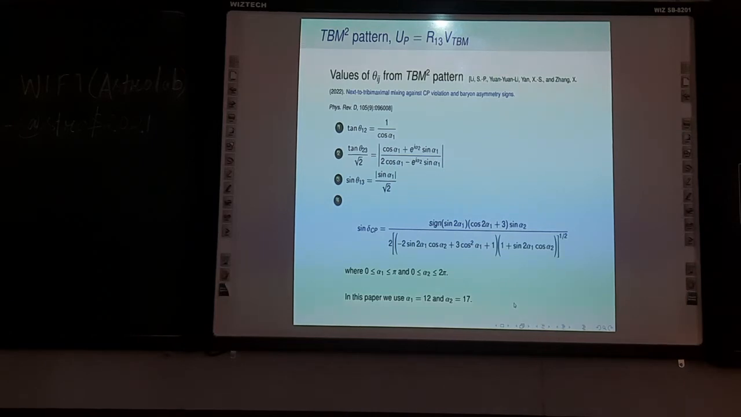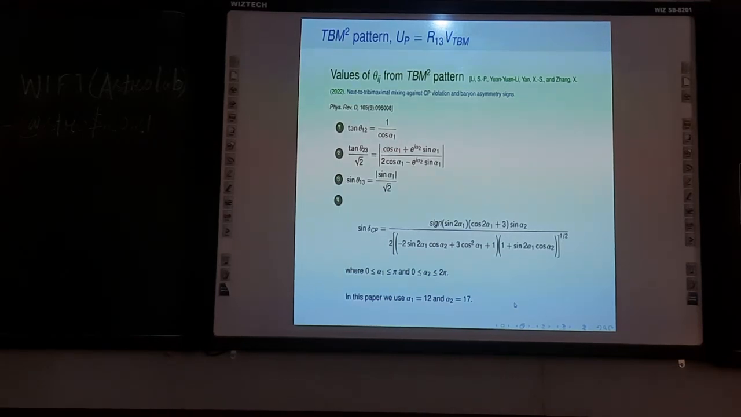The TBM2 pattern is a 3x3 matrix: a unitary rotation matrix multiplied by the tri-bimaximal matrix. So here it is simply the TBM2 pattern. It gives the values of the mixing angles theta 12, theta 23, theta 13, and the Dirac phase. In this work, using two constant values, I calculated the values of the mixing angles and the Dirac phase. Using RG, I am going to check the stability with the variation of the supersymmetry breaking scale, that is the SUSY breaking scale.